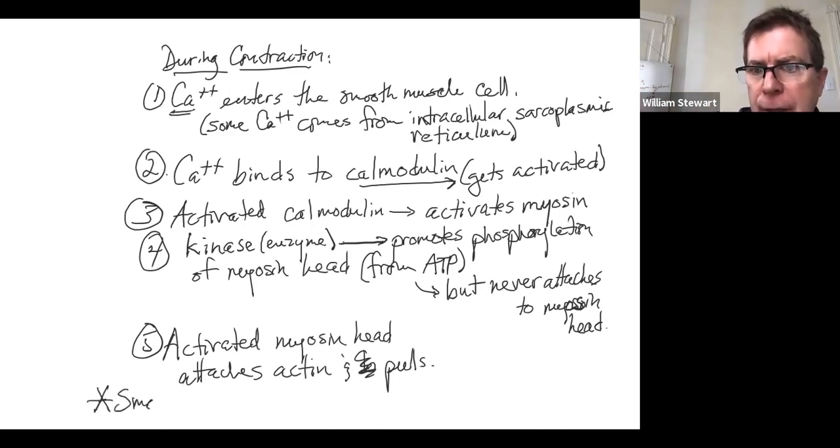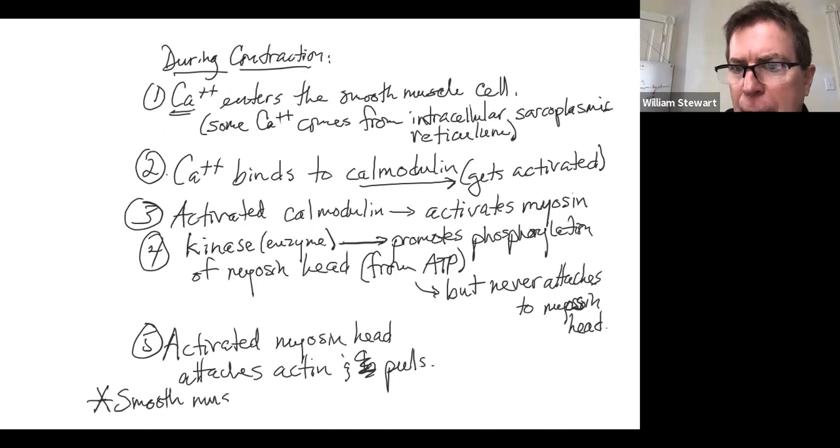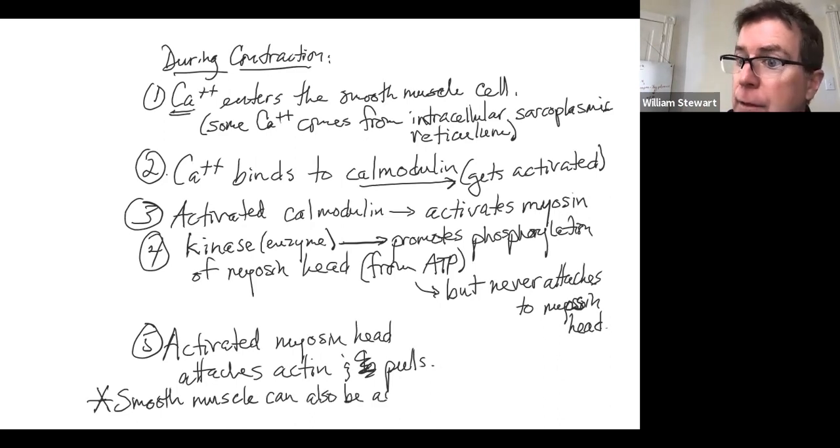Here's the last statement I'm making, I promise. Smooth muscle contractions can also be activated not only by the nervous system, but by the endocrine system, by hormones. So we can get smooth muscle contractions from both the autonomic nervous system or hormones. That's part of the endocrine system.